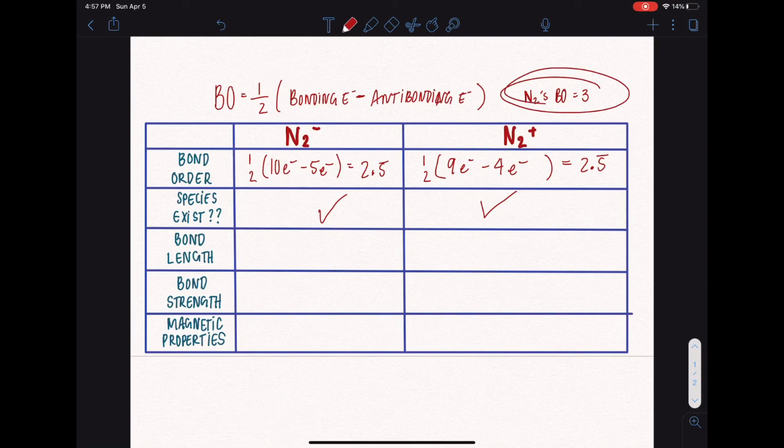So the bond length for both is longer than N2. Low bond order means long bond length. The bond strength for both is weaker than N2. Low bond order means weak bond strength, and the magnetic property for both is paramagnetic.